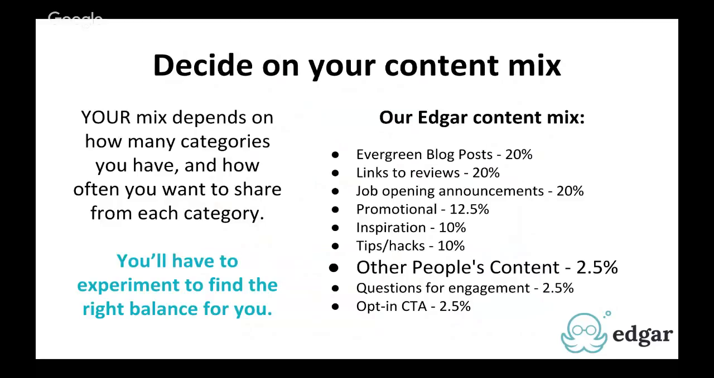The ratio of sharing your own content versus someone else's is going to have to be decided on an audience by audience basis. But here at Edgar, you can see how we break up our posts, and about 2.5% of the updates we send out to Facebook and Twitter come from other people's content. We decided on this ratio by experimenting and watching the posts that we put out, then altering the categories on our schedule until we found that perfect mix.